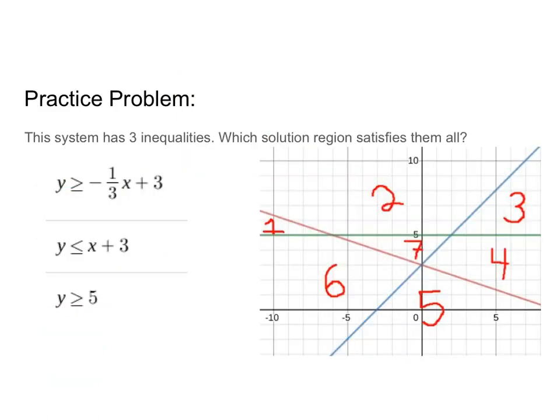Okay, for your practice problem, I'm giving you 3 inequalities. I have graphed them for you. You're welcome. I've even identified all 7 of these possible solution regions. I want you to tell me which of those 7 is the correct region to fit with all 3 of these inequalities. Which one region works for them all?